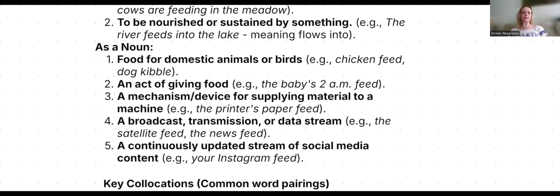Mechanism or device for supplying material to a machine. It's also the printer's paper feed. Okay, so just some kind of part of your devices we could mention here.